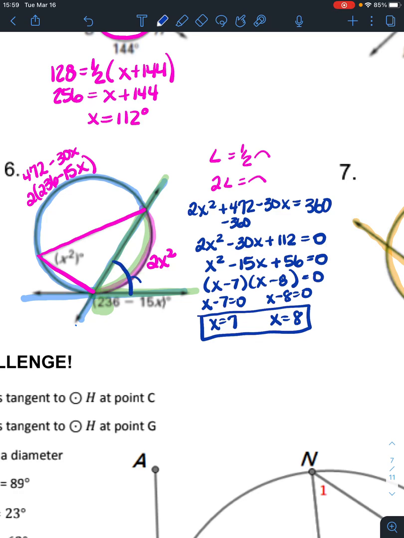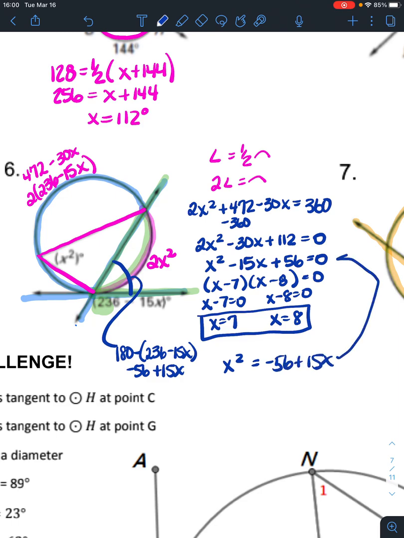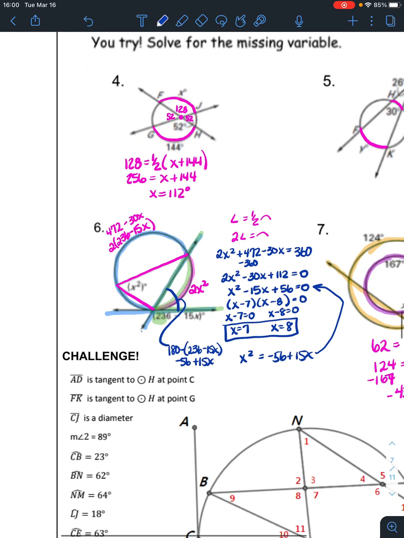Well, I need to know what that green angle is. So this angle right here, here's the tricky part. It's 180 minus, and you have to use parentheses, 236 minus 15x, which is negative 56 plus 15x. Well, those angles intercept the same size arc, so the angle x squared is equal to negative 56 plus 15x. And see, then you'll see we're right back here if I rearrange it and set it equal to 0. So there's two ways that you can look at that. Either you can use the whole circle and vertical angles, or you can use that angles that intercept the same arc are equal.